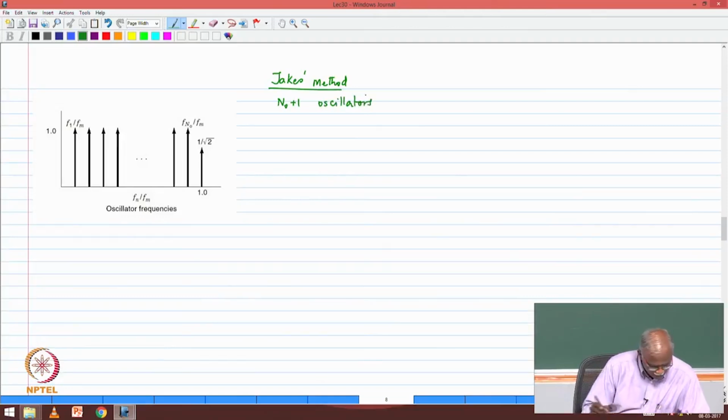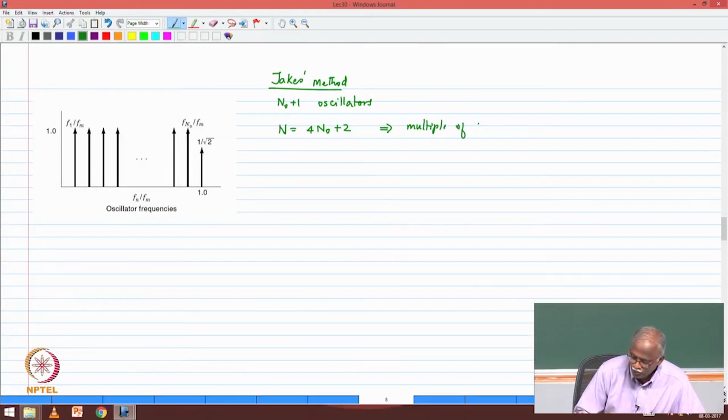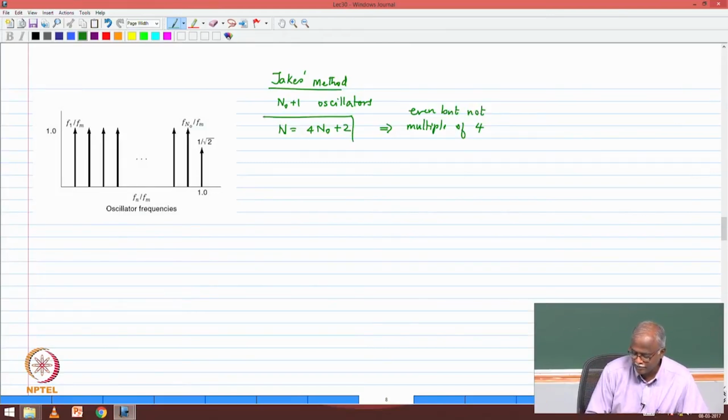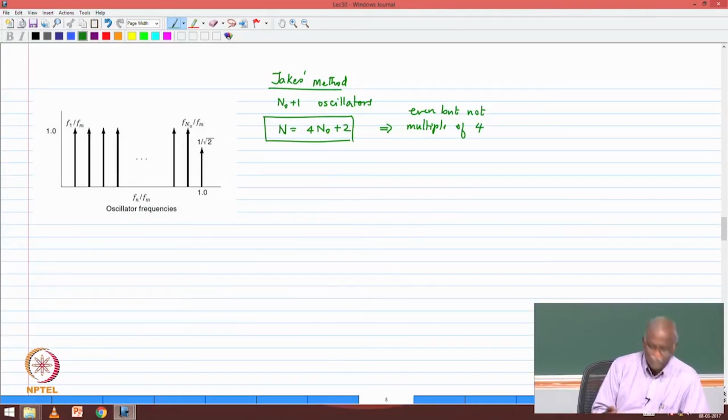Now n0 has got a specific property, n is equal to 4 n0 plus 2, where that basically means that n is an even number but not a multiple of 4. That's what this means. Now there is a very specific reason why it is chosen that way. So n naught happens to be a number, and any integer number would satisfy this relationship.